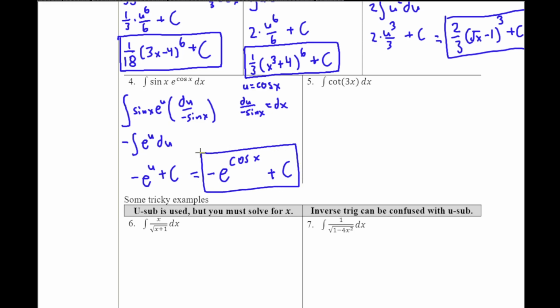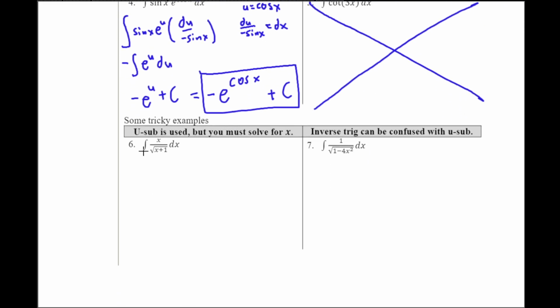Again, if you tried this with u equals sine x, this would not have worked. You can try it on your own if you want or ask your teacher, but this is the u sub that would work. So this one right here, I'm not going to worry about this one. You can cross it off. This is like a double u sub problem. I'm not going to worry about that one. You can skip question 6 right here, but we're going to do question 7 here.